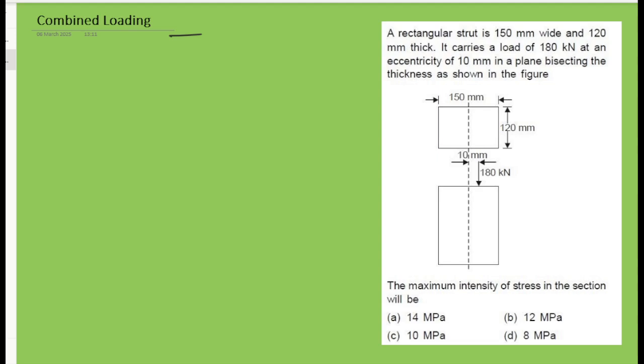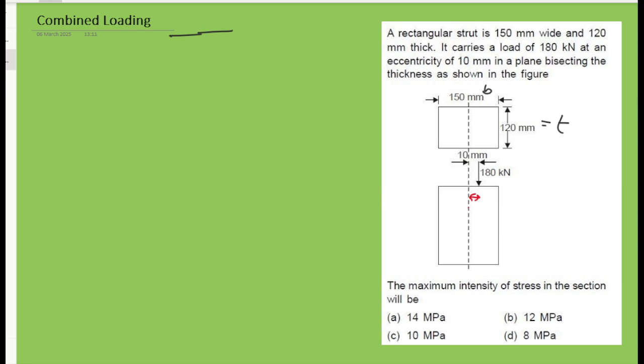So hey guys, today we will look upon another wonderful question. This question involves the combined loading case. It is given that a rectangular strut has a width, which we can call B, and a thickness of 120, which we will call T. It carries a load of 180 kilonewton, which is acting at an eccentricity of 10 mm.